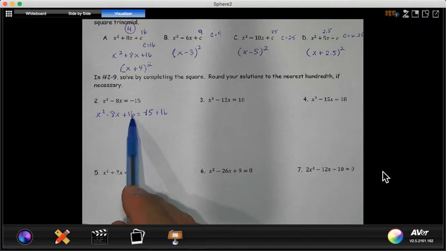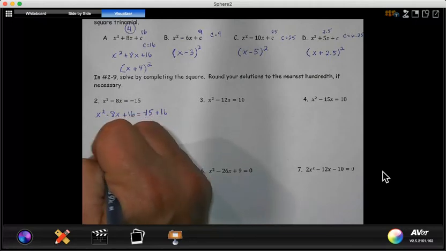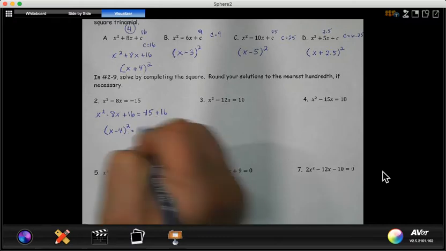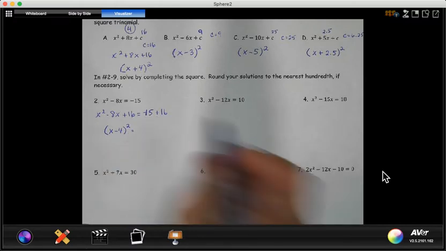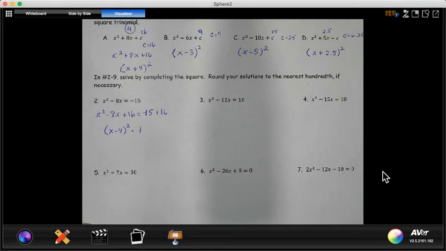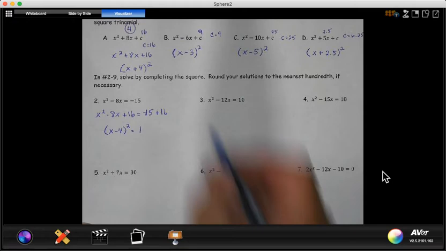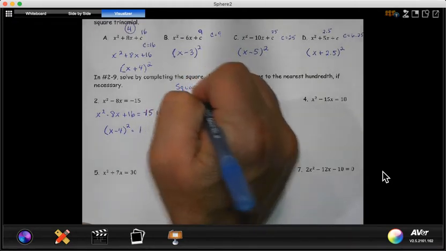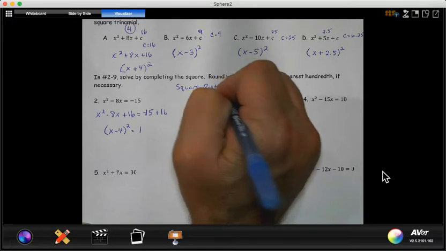But whatever I do to one side, I do to the other side. Okay? The reason I put a 16 there is so that I could factor it to x minus 4 squared. And then on the right side, I combine my like terms and I get 1. All right? Once I have the perfect square done, now I solve using square roots, because I got rid of the x.